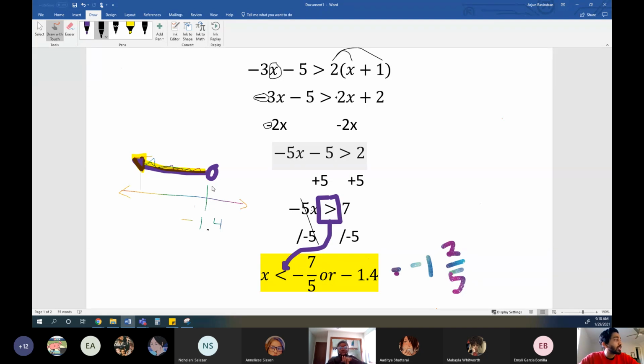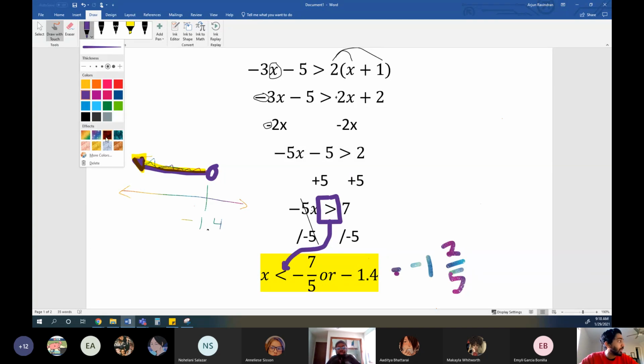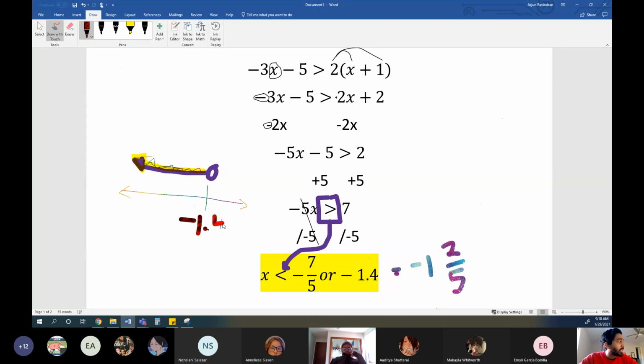It doesn't work. That's why it's an open circle, because it's not technically in the solution set. It is not a solution. So -1.4 is not included in the solution set. It doesn't work. So any questions on the first item that we worked on?